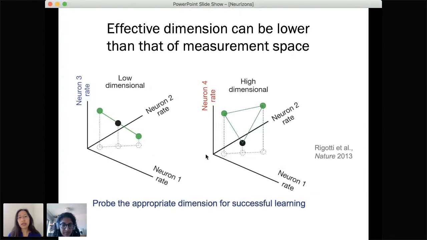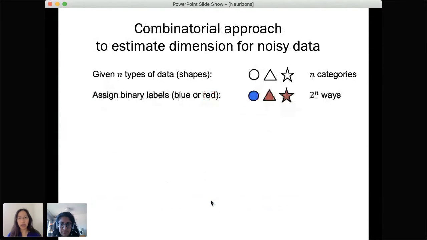And then we want to see if this dimension is connected to successful learning. So here we're going to be looking at a high-dimensional data set, and how can we estimate the dimension of that data? So I'm going to be using this combinatorial approach, and it goes as follows.